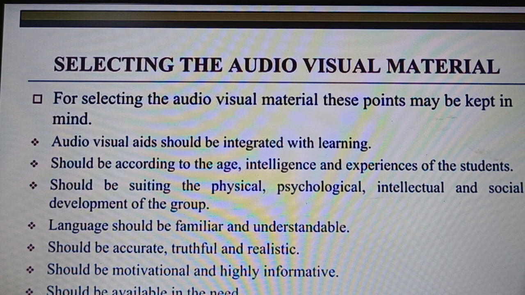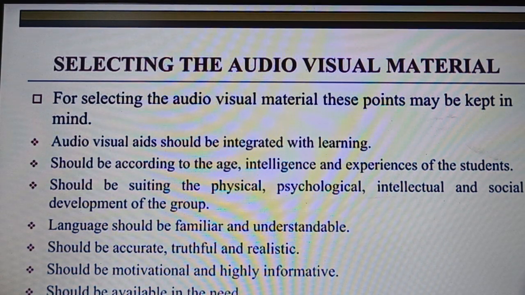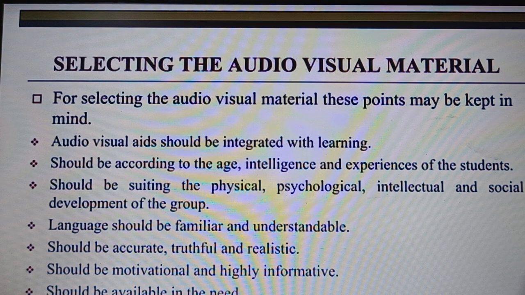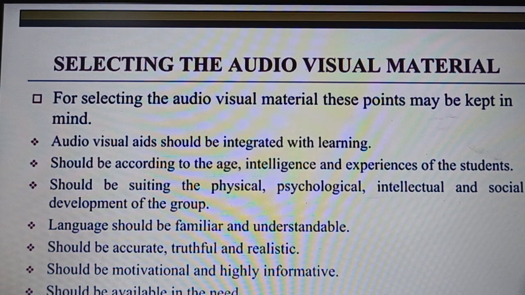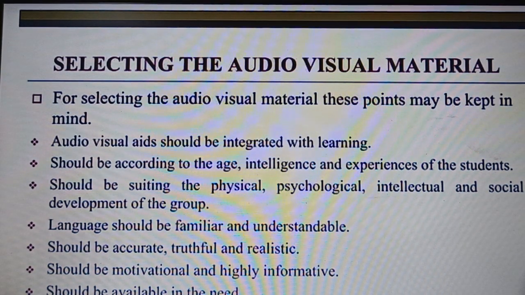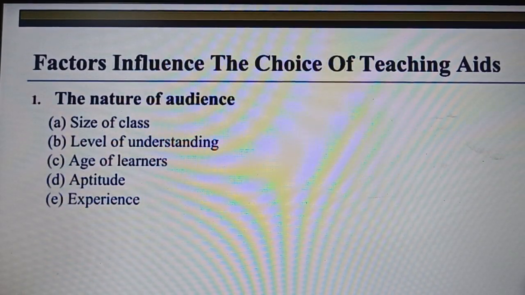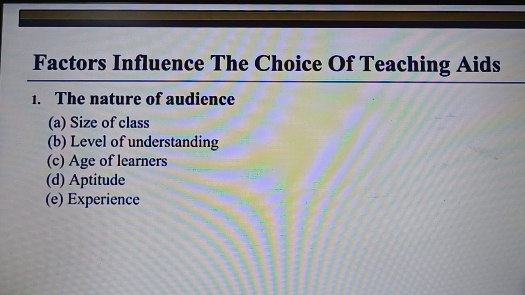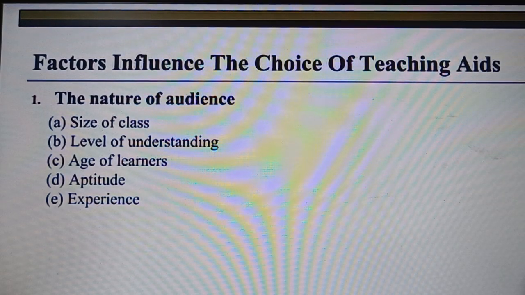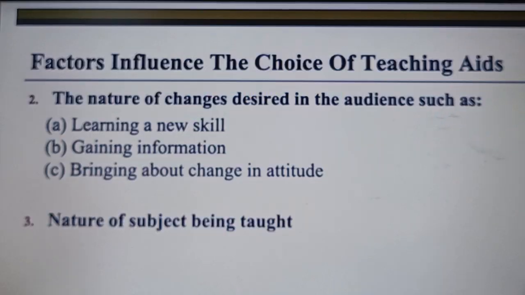Now, selecting the audiovisual materials. For selecting the audiovisual materials, these points may be kept in mind. Audiovisual aids should be integrated with learning, should be according to the age, intelligence, and experiences of the students, should be suiting the physical, psychological, intellectual, and social development of the group. Language should be familiar and understandable, should be accurate, truthful, and realistic, should be motivational and highly informative, should be available when needed. Factors that influence the choice of teaching aids are the nature of audience, size of class, level of understanding, age of learners, then aptitude, then experience.